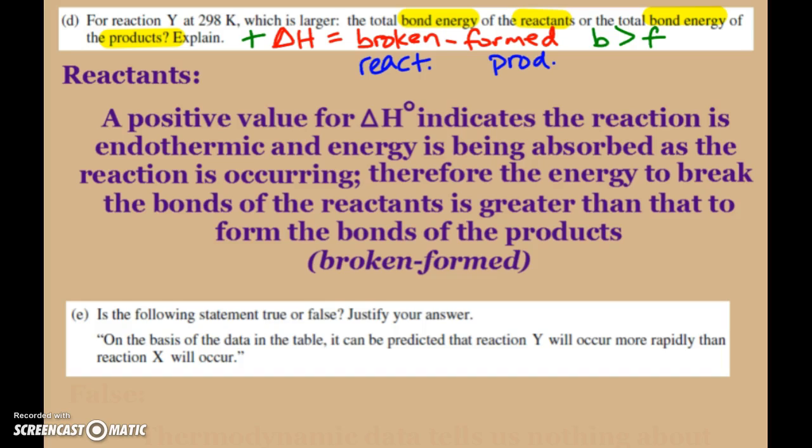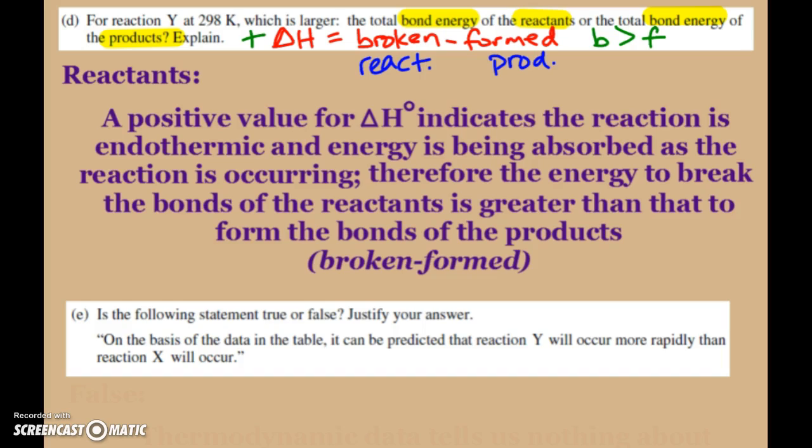It's probably a good idea to let them know that you recognize that the delta H value comes from broken bonds minus formed bonds when it comes to bond energy. It's tricky because when we use delta H tables, it's products minus reactants, but when we do bond energies, reactants minus products. Got to remember that.